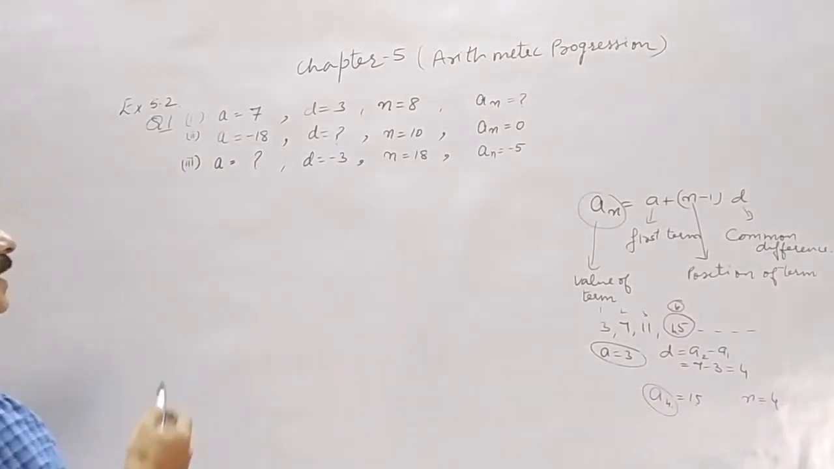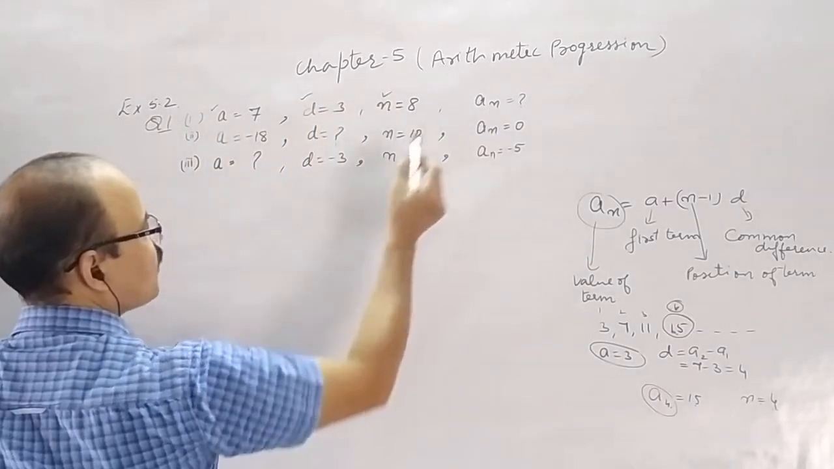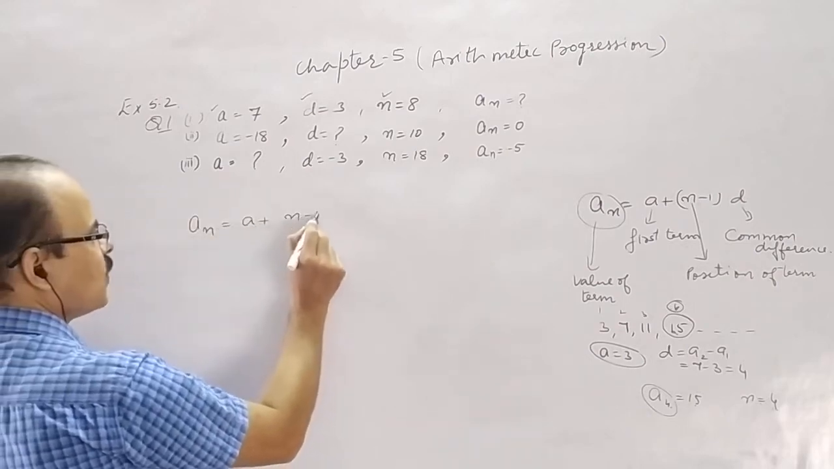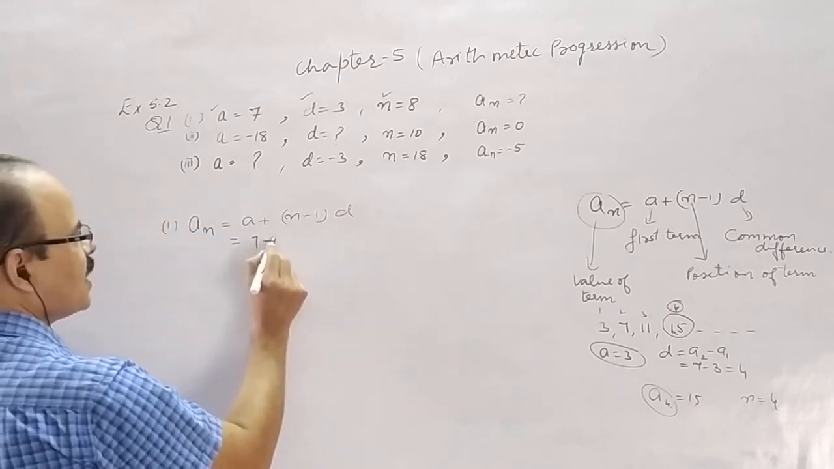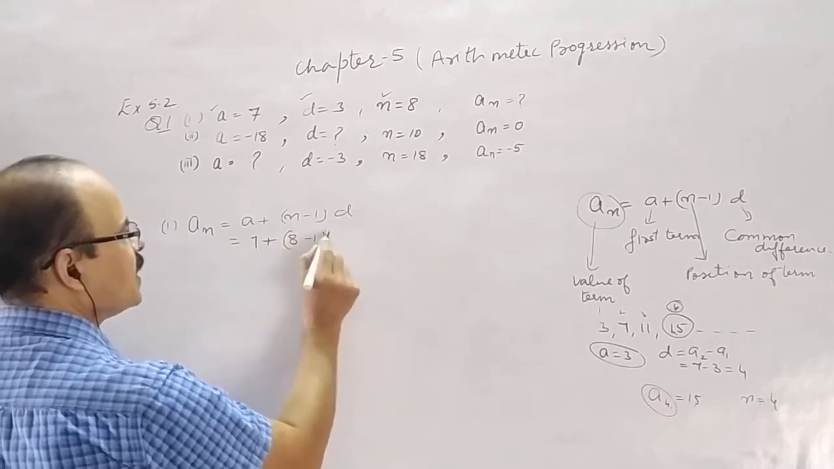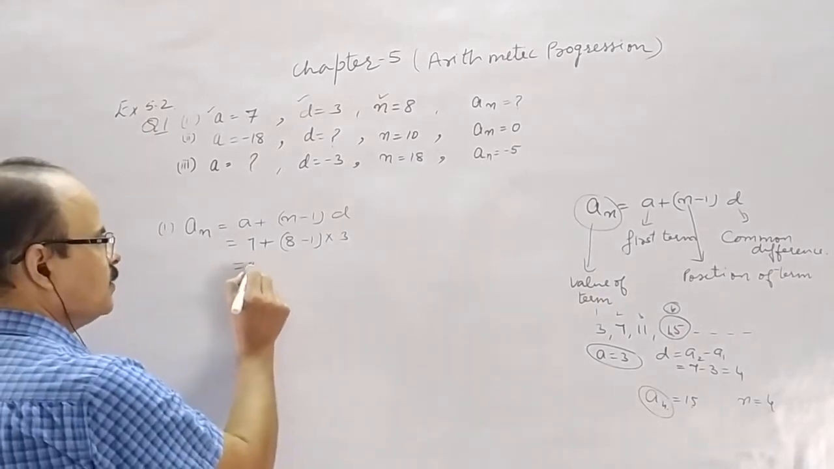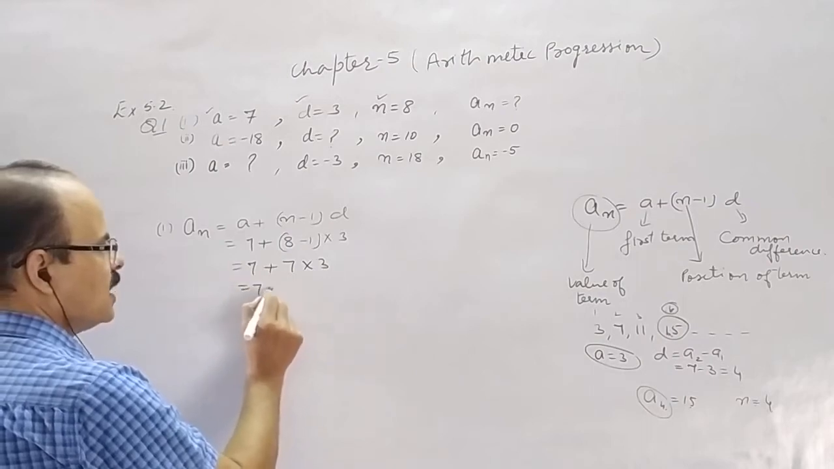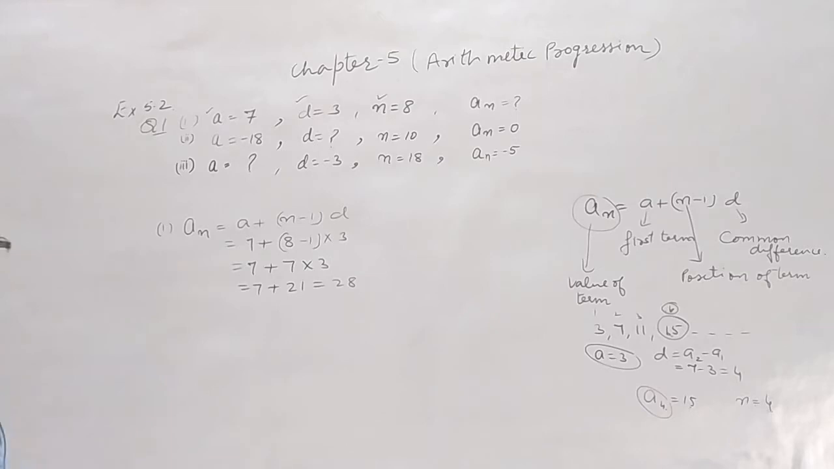So here also we will apply the same formula. We are given A, we are given D, we are given N, and we have to calculate An. So An is A plus (N minus 1) into D. Put the value of A, that is 7, plus N is given 8 minus 1, D is given 3. Now you have to just simplify. 7 plus 7 into 3 will give you 7 plus 21, and the answer will be 28.